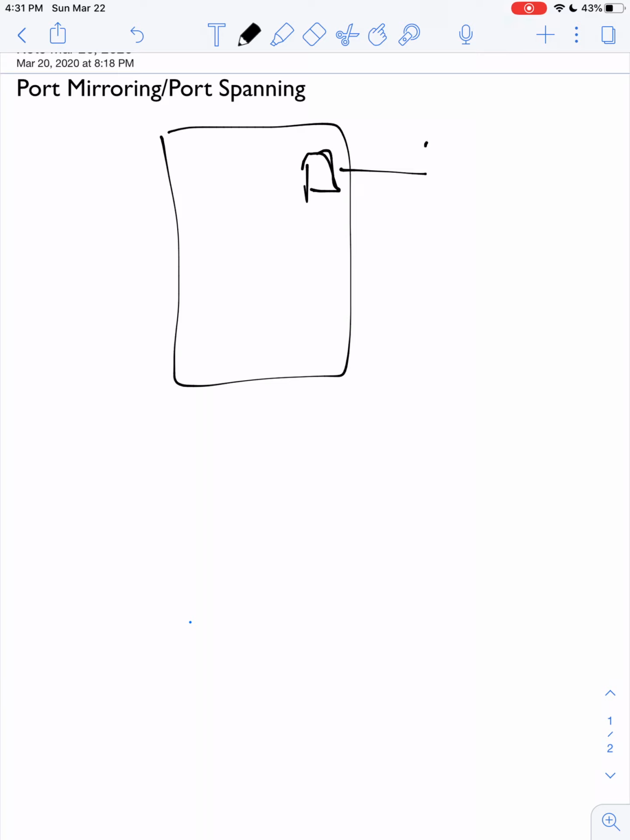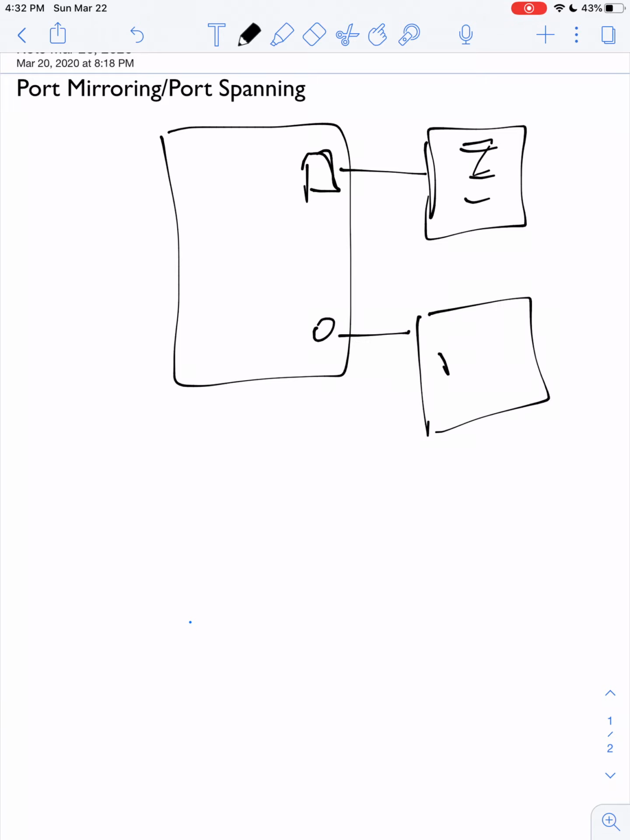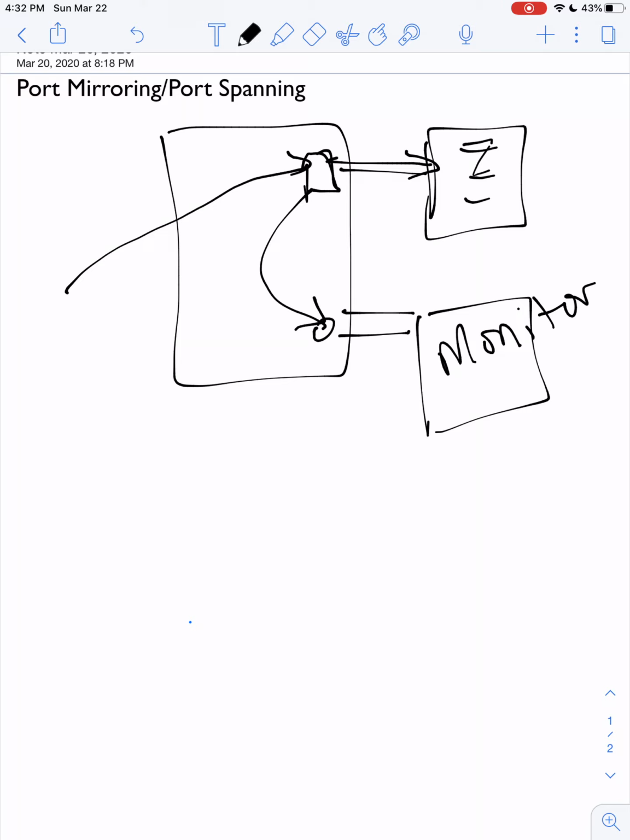But again, in this situation, you have a switch, and in this port of that switch, you're going to have a device. It could be a server, it could be anything, and in this, you're going to have some kind of a monitoring device. And as traffic comes in to this switch destined for this server, a copy gets sent down to this port here and into this monitor device.